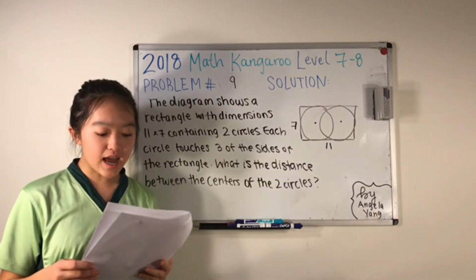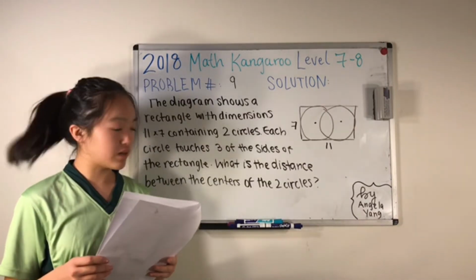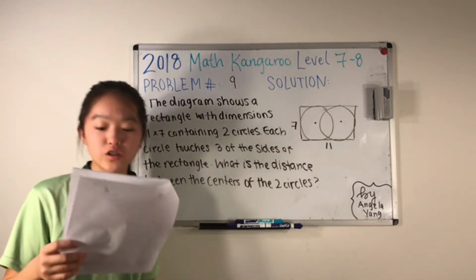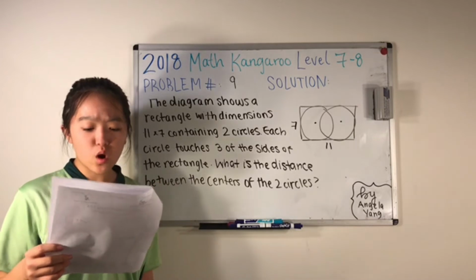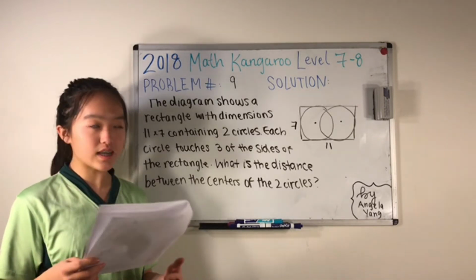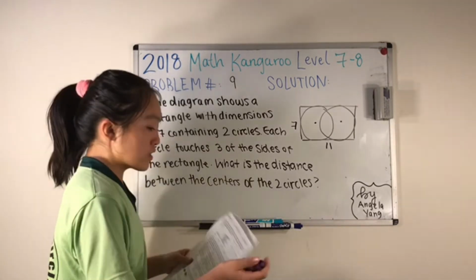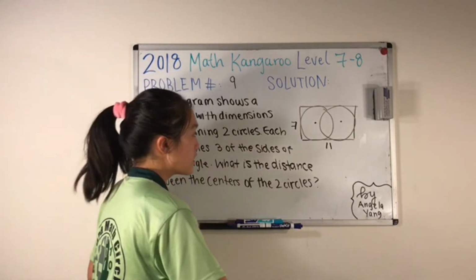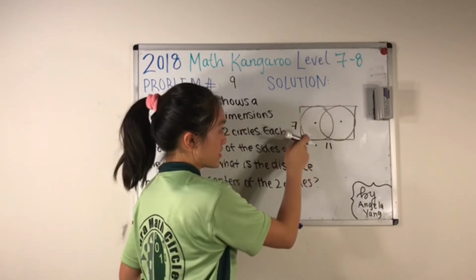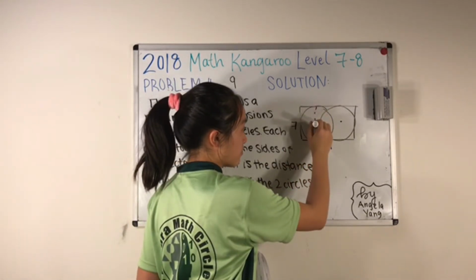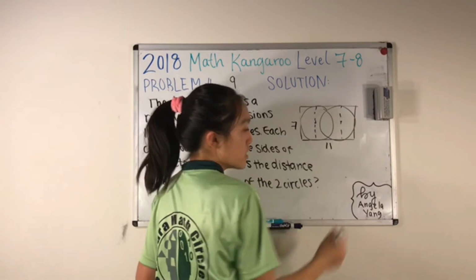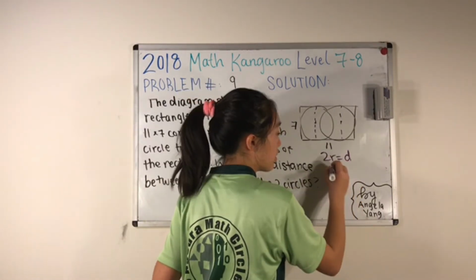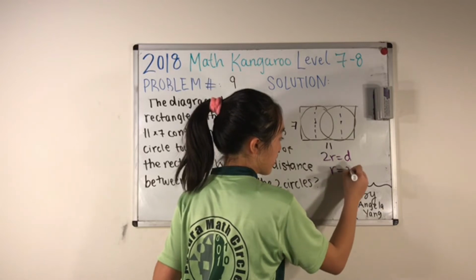Problem number 9 says, the diagram shows a rectangle with dimensions 11 by 7 containing 2 circles. Each circle touches 3 of the sides of the rectangle. What is the distance between the centers of the 2 circles? So to solve this, we have to first use the number 7. So 7 is the length of this side, which means that the diameter of these circles is 7. So the diameter is 7. We know that 2r equals the diameter. So the radius is 3.5.